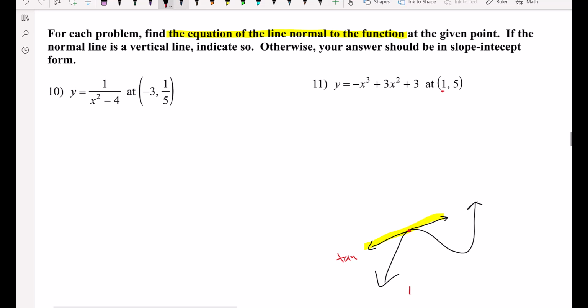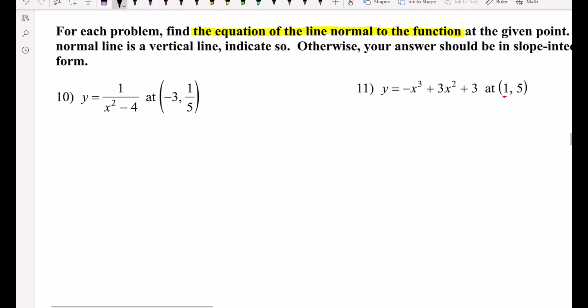Well, the normal line is just going to be the line perpendicular to the tangent line at that same given x value. So that's kind of the vocab behind it and the visual. That's what it's talking about. Okay, so some functions are easier than others.